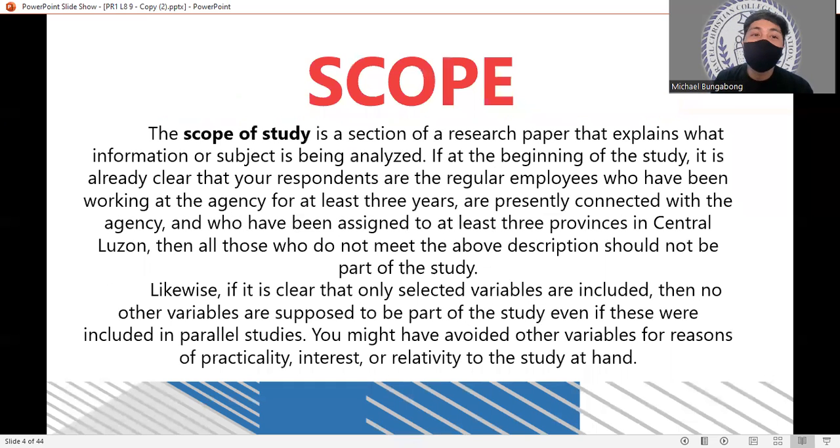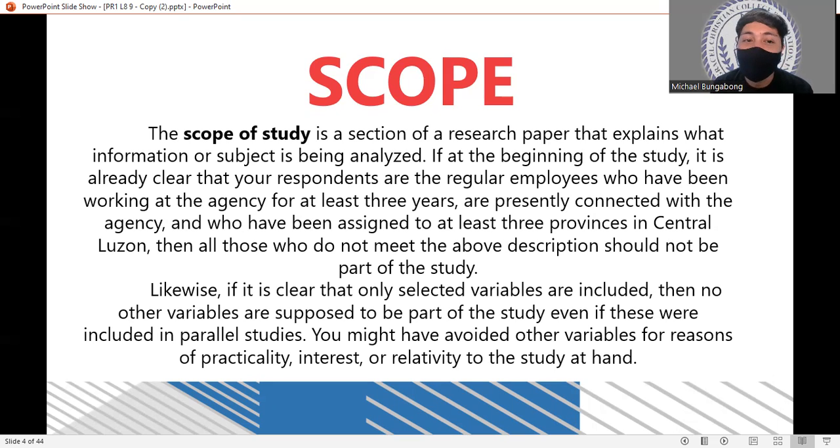All right, so when we say scope, the scope of a study is a section of a research paper that explains the information or subject being analyzed, right? So this is self-explanatory, where explanation and analysis take place, especially if you want to understand certain variables, no? Or whatever characters, or mas maganda yung term na variables na makikita natin in the research.